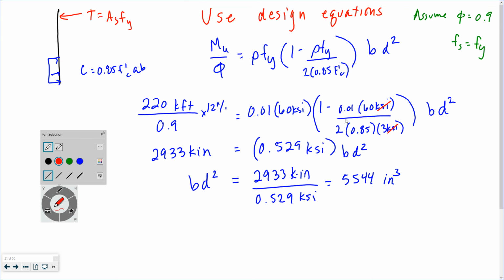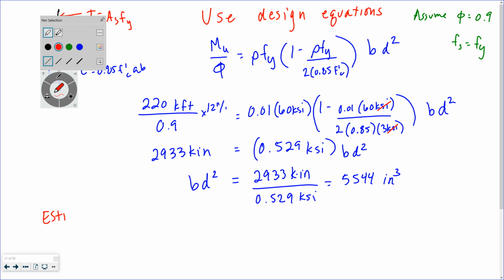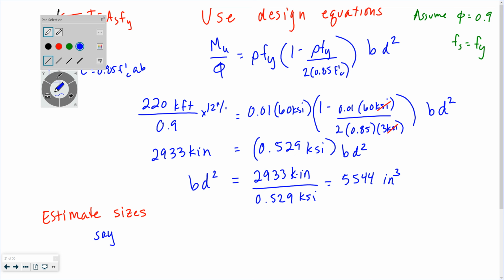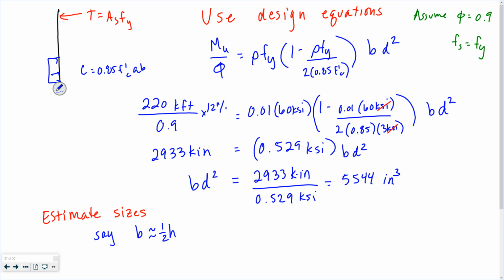So I'm going to use this to estimate sizes. Let's say I want a shorter beam, so I'm going to say my width is about equal to half my height, and my height is about equal to my depth. Really, you know, my depth is a couple inches shorter than my height. But, right, we're just estimating stuff. So, B is about equal to half of D.